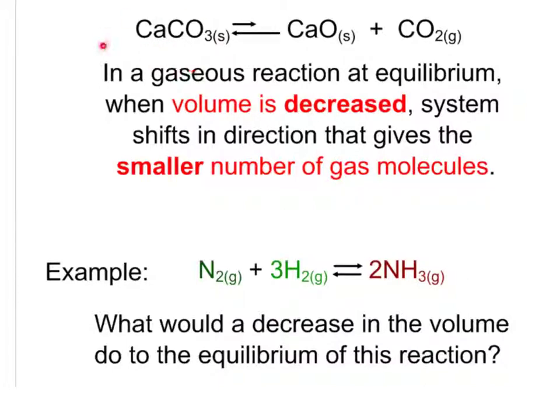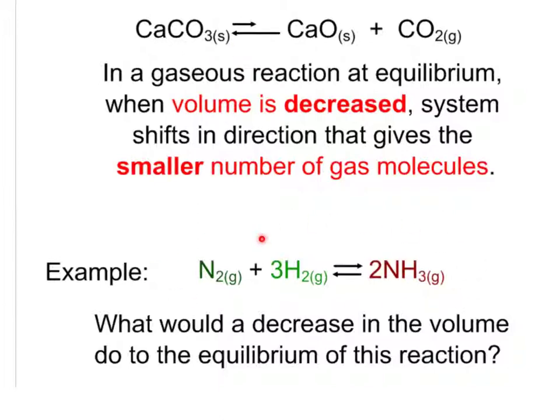Here we have no gas molecules, it's just a solid. Over on this side of the equation, we have one molecule of a gaseous product. So one molecule of gas on the right as a product, none on the left, so the equilibrium shifts left in this system. Let's look at a different example.